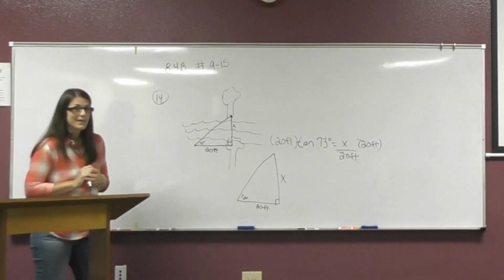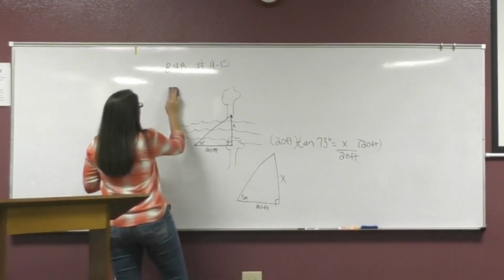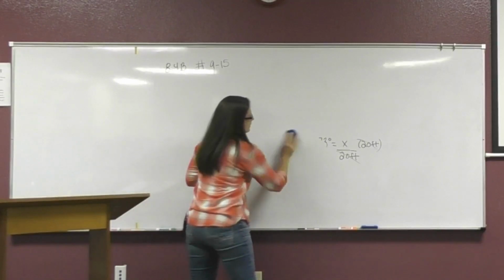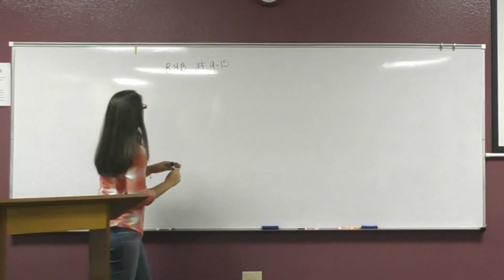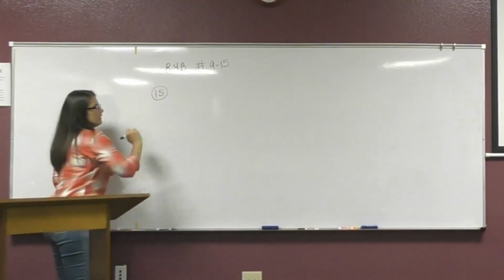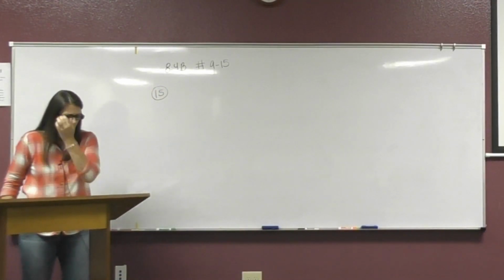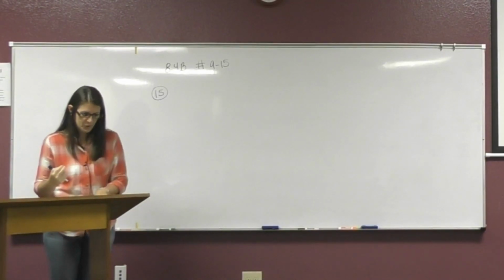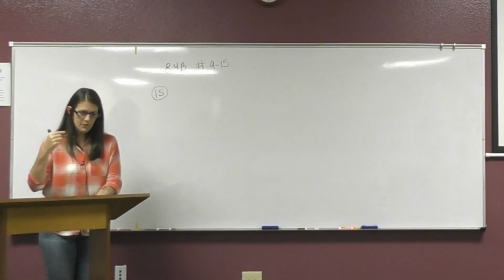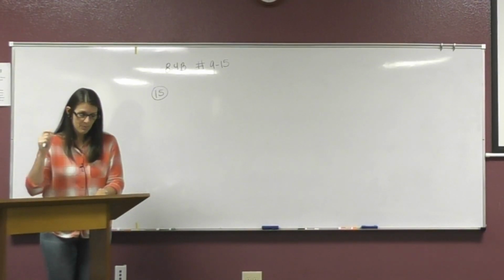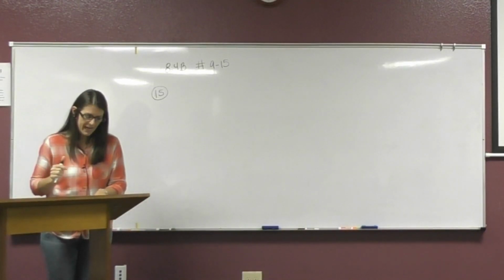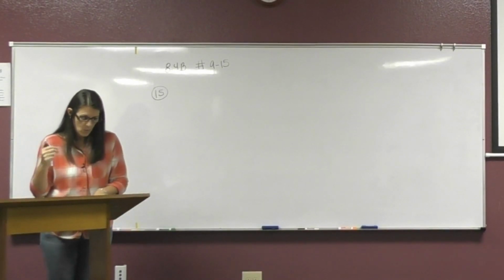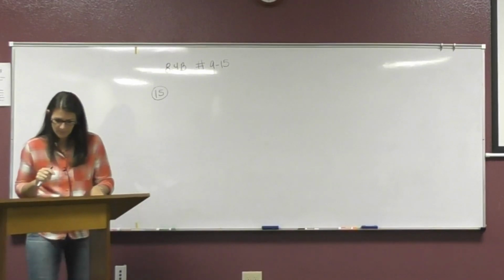Okay, last one. Hopefully we can squeeze in one more. Okay, 15. For a science project, a student stands 25 feet from the base of a tree and determines the top of the tree to be 51 degrees from that point. If the student is 5.5 feet tall and measured the angle from a standing position, what is the height of the tree?